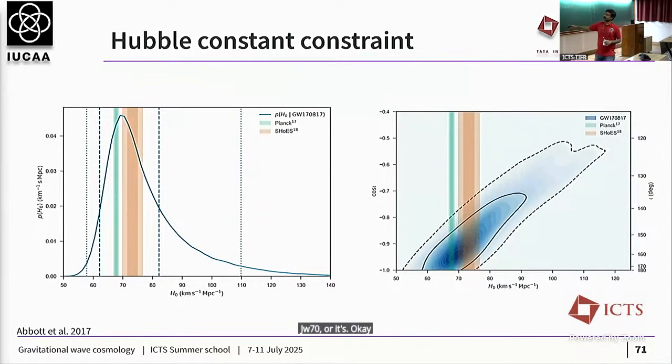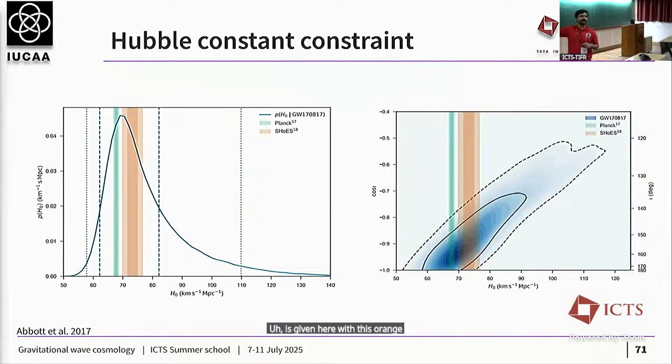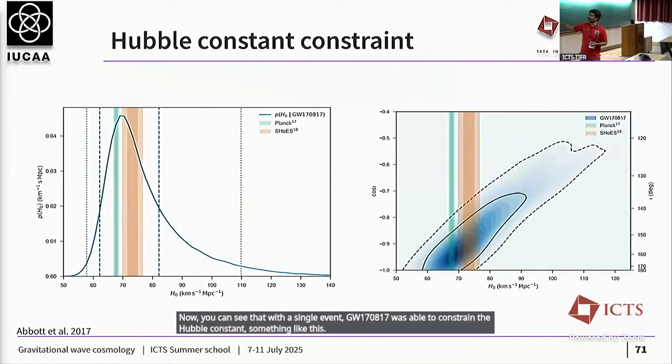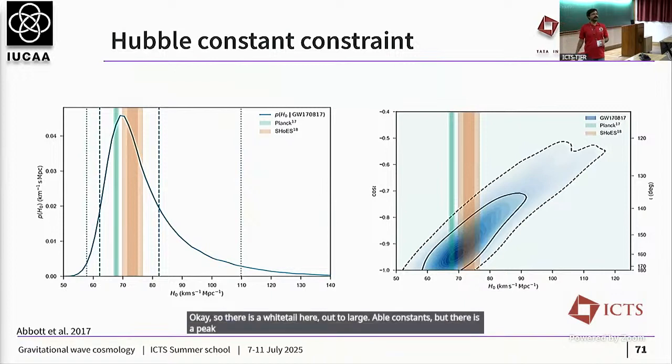Okay. The value from the SH0ES collaboration at that point of time is given here with these orange 1 and 2 sigma regions, bands. And the value from Planck, the early universe prediction, is shown here with this greenish band. And you can see that with a single event, GW170817 was able to constrain the Hubble constant, something like this. Okay, so there is a wide tail here out to large Hubble constants, but there is a peak in roughly the right region.